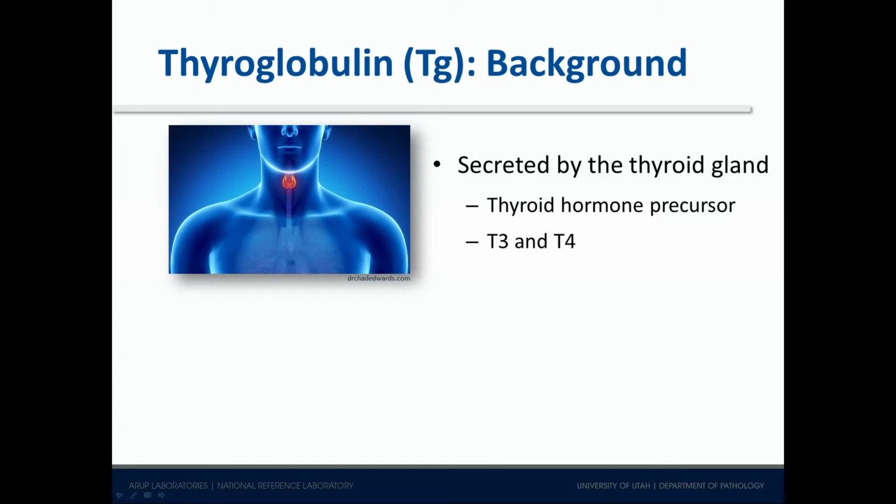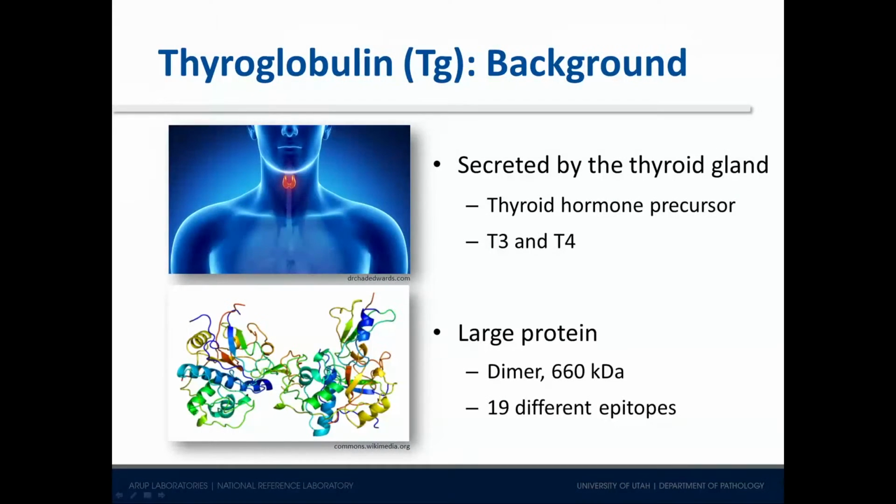You can probably tell from the name, thyroglobulin is secreted by the thyroid gland, which you can see in the figure here is right in the front of the neck. It actually acts as a precursor to the thyroid hormones, so T3 and T4, you might be more familiar with those hormones. It's a relatively large protein found as a dimer, which you can see from the ribbon diagram here, and it has many epitopes that antibodies can bind to, and as you might be able to imagine, that can be an issue, so we'll come back to that in just a few minutes.